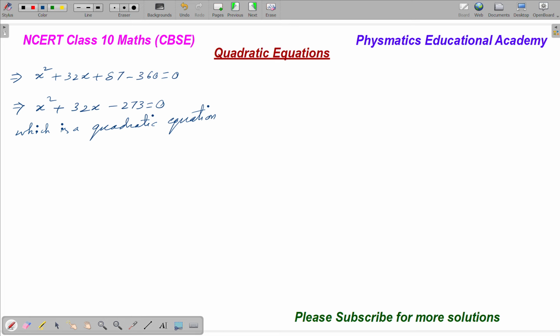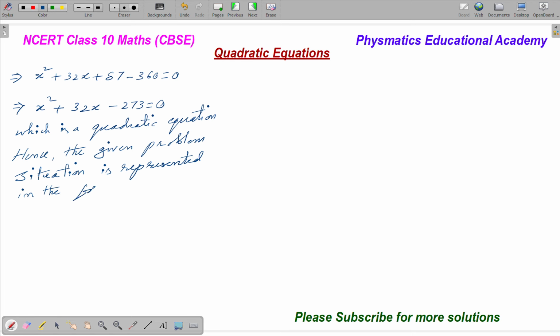Hence, the given problem situation is represented in the form of a quadratic equation. This is question number 3.